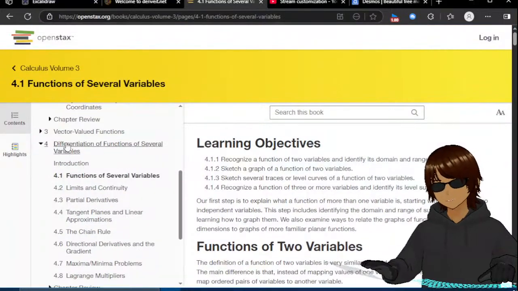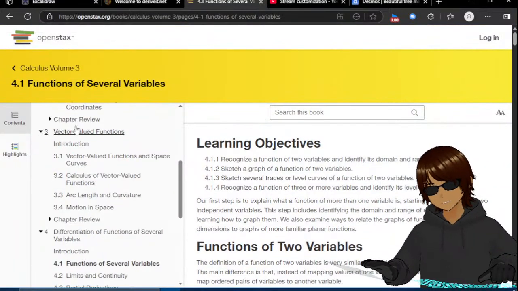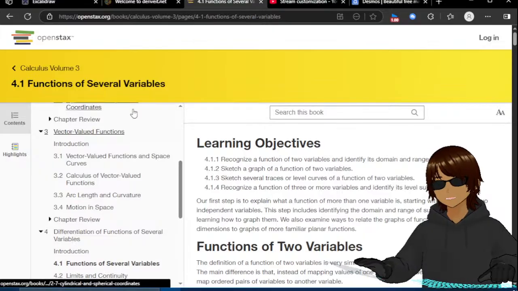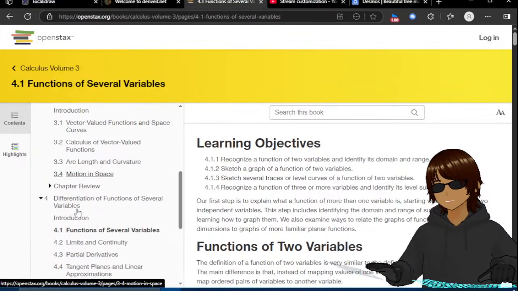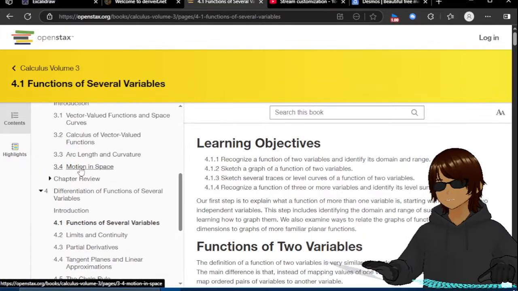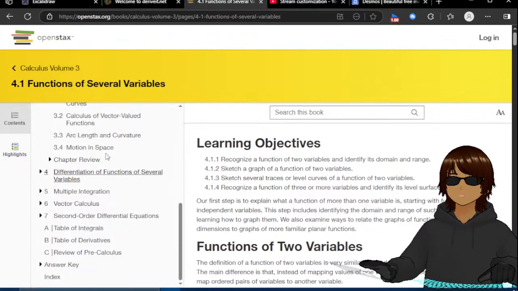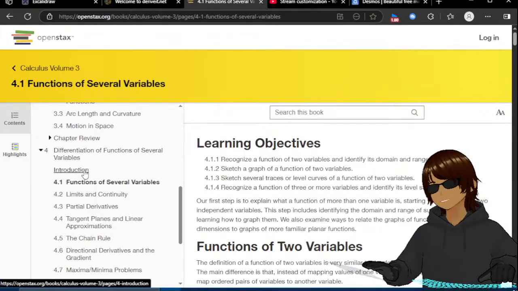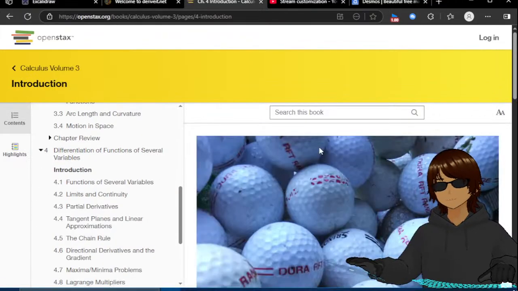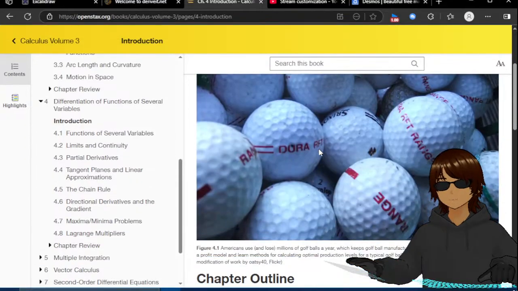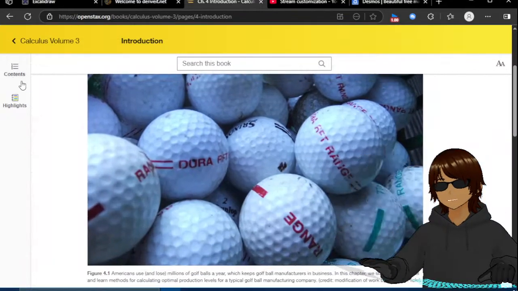Yeah. So last stream I finished this. Well, I say finished, I mean I read this. Motions in space was the last topic. And this time I'm going to be studying differentiation of functions of several variables. Okay. I'll just hide this.